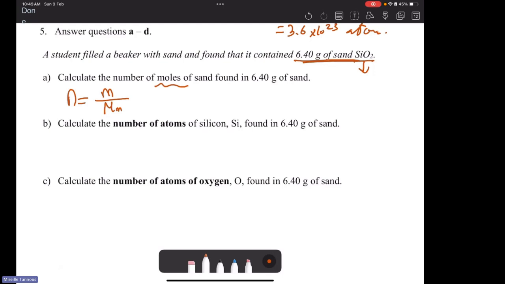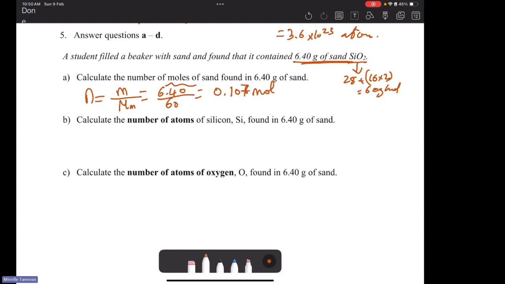And oxygen is 32. So 28 plus 16 by 2, that's 32. So 28 plus 32, that's 60 grams per mole. So the mole is 6.4 over 60. So 6.4 over 60 is 0.107 mole. I think I have a mistake in the answer key, because I used the molar mass of SiO2 wrong. So the correct molar mass is 60.